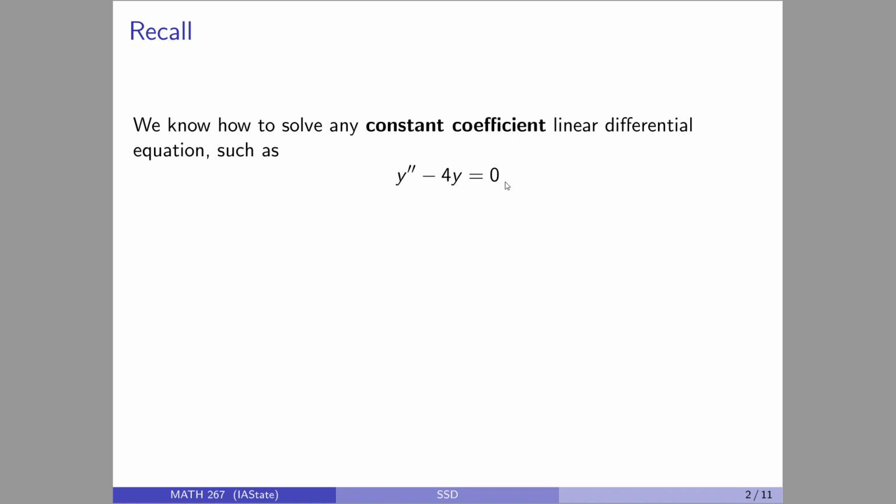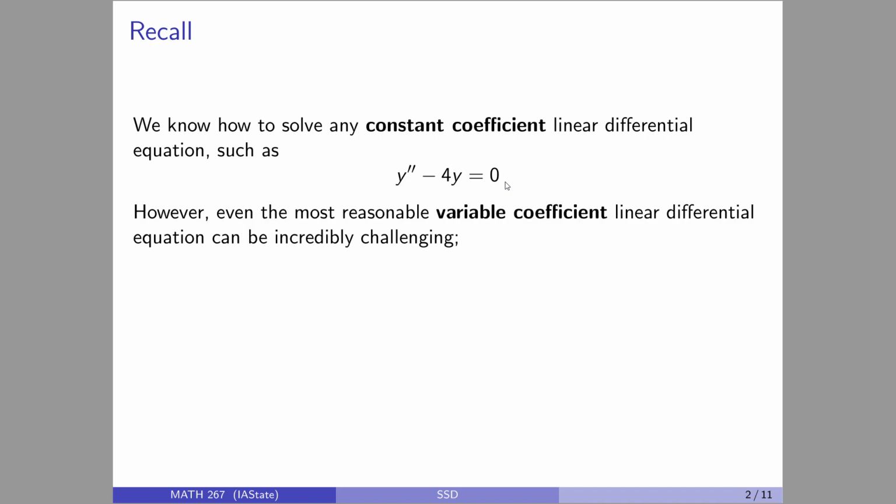Now, what happens if we replace the constant with a variable, with a function that depends on the independent variable? Well, it turns out that even the most reasonable variable coefficient differential equations can be incredibly challenging to solve. Now, we saw the Cauchy-Euler equations, which are kind of rigged to just work, basically.